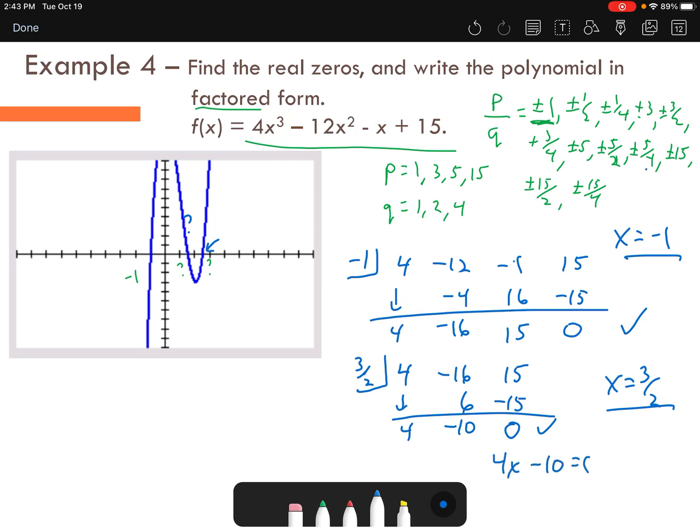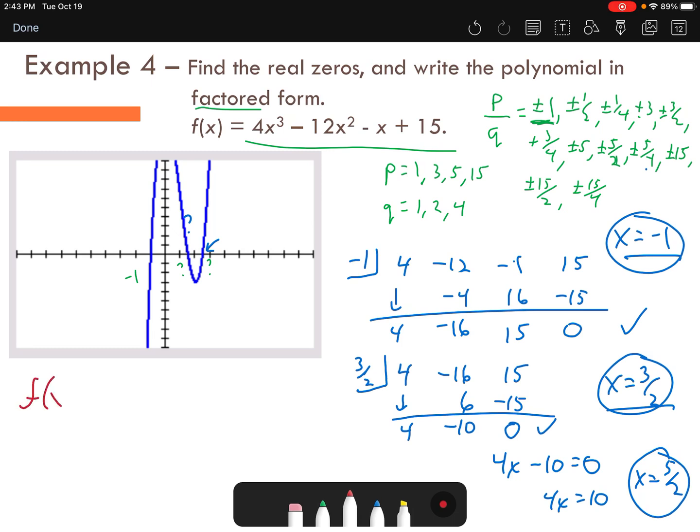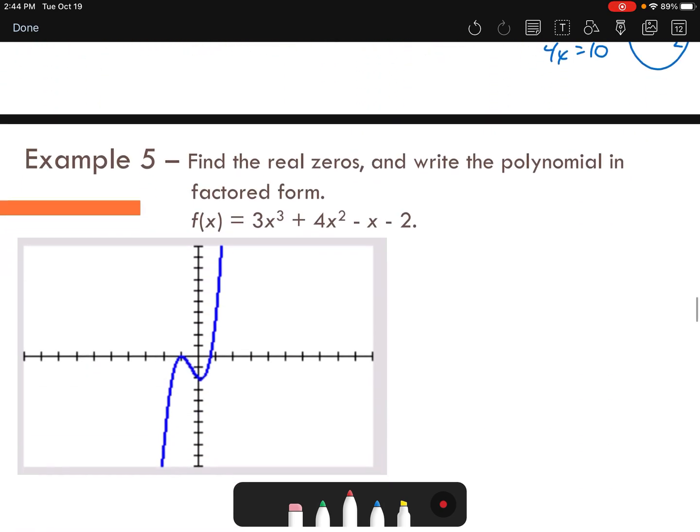So we have 4x minus 10 equals 0. And then we solve for that, and we get 5/2. And there's our zeros. Now it says to write the factored form. Okay. F of x equals, let's see, it'd be x plus 1, x minus 3/2, and x minus 5/2, and call it good. That's a lot of fun, isn't it?